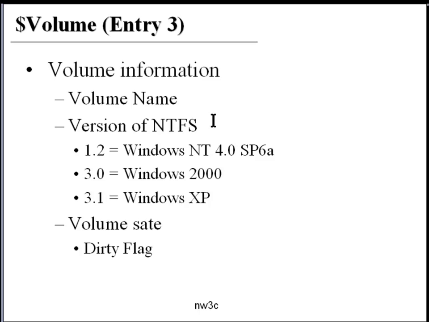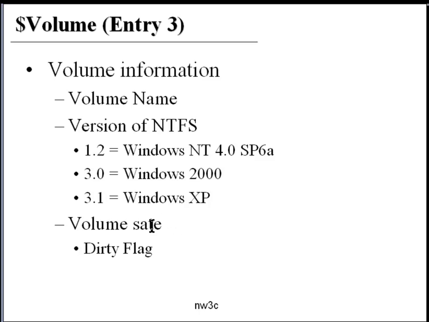It's a rhetorical question. Okay, the volume system file holds volume information. It holds the volume name, the version of NTFS, and this is what I was discussing before, is that you have multiple versions of NTFS which are backwards compatible. Of course, can't be forward compatible. So starting with Windows XP, we had Windows 3.1. At Windows 2000, we had version 3.0 of NTFS. And with Windows NT 4, Service Pack 6A had version 1.2 of NTFS.